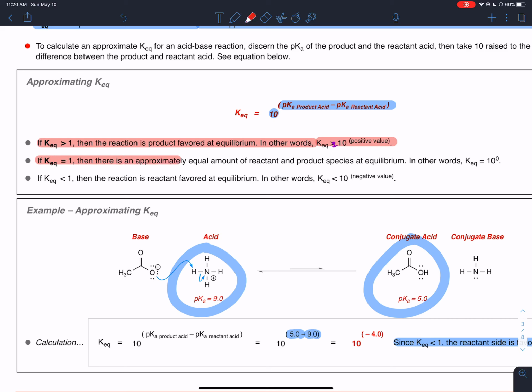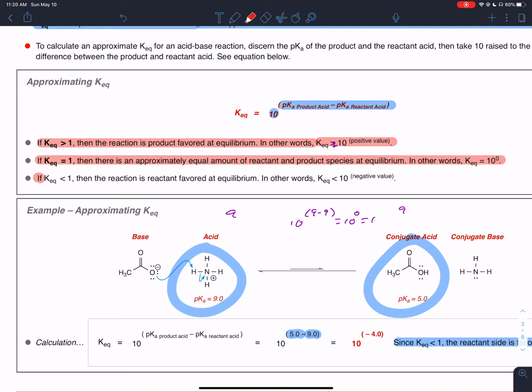If KEQ is equal to 1, well, then what's going to happen is you have equal amounts of reactant side species and product side species at equilibrium. In other words, KEQ equals 1 is 10 to the 0, right? If you had 9 and 9 on this side, then it would be 10 to the 9 minus 9, which is 10 to the 0, which is equal to 1. That would indicate that we are perfectly at equilibrium and there is no side that is favored. You have an equal amount of species on the reactant side and product side.